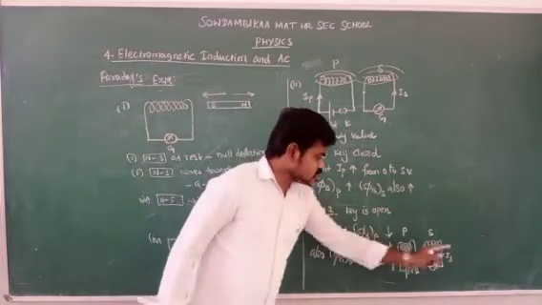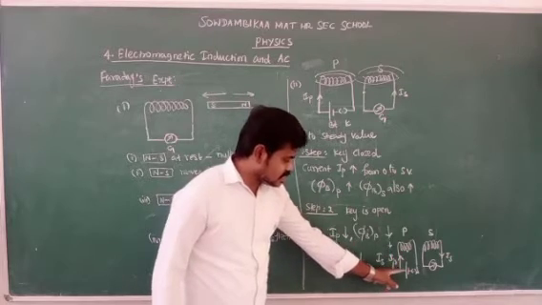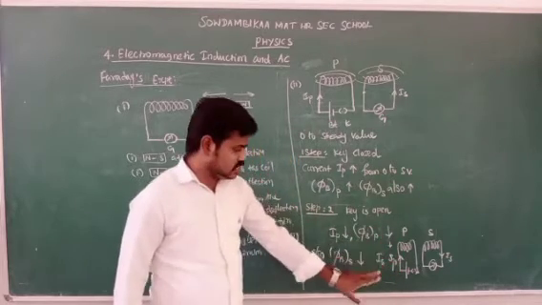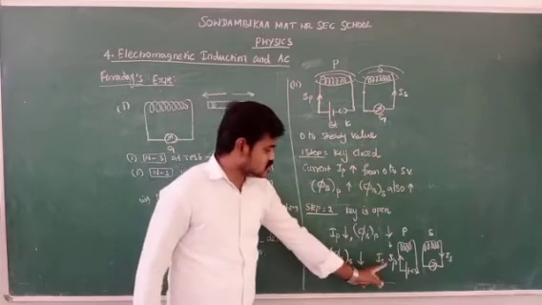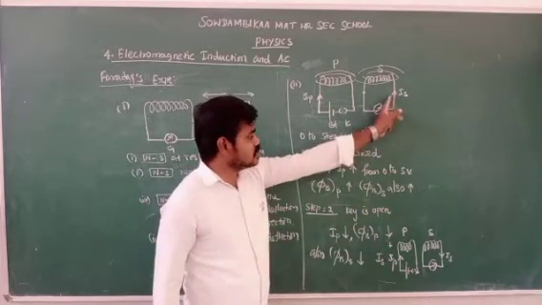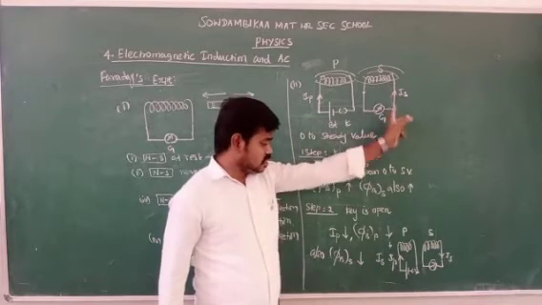Understood? The current decreases, but the direction of current in the primary is not changed. The direction of the primary current remains the same, but the direction of the induced current gets reversed. This is a very, very important observation.